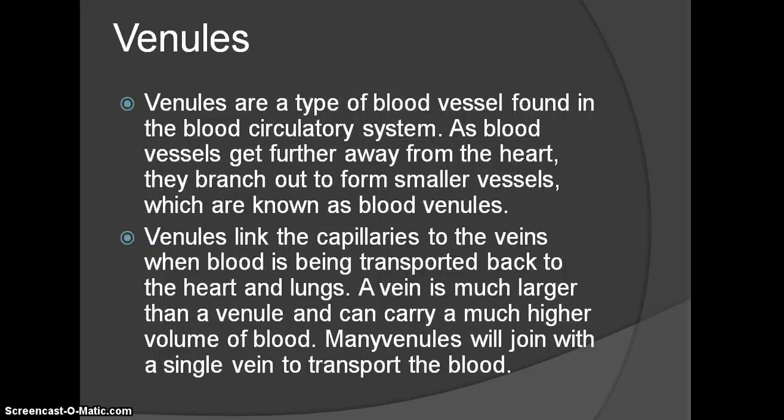Venules. Venules are a type of blood vessel found in the blood circulation system. As blood vessels get further away from the heart, they branch out to form smaller vessels, which are known as venules. So a bit like the arterioles, as arteries break into arterioles, veins break into venules. Venules link the capillaries to the veins when the blood is being transported back to the heart and lungs. A vein is much larger than a venule and can carry a much higher volume of blood. Many venules will join with a single vein to transport the blood around the body.